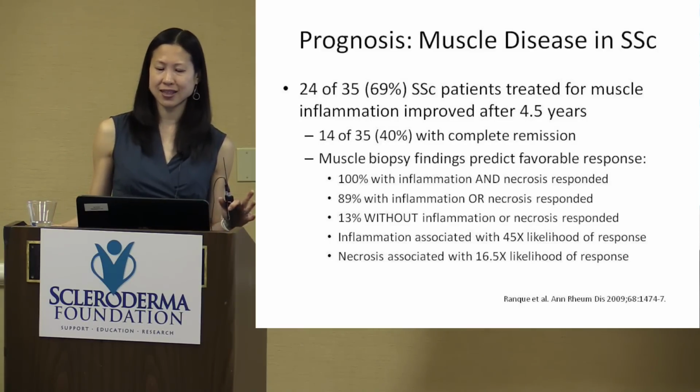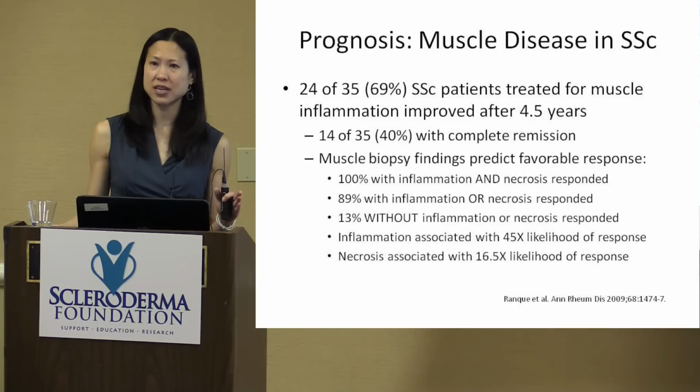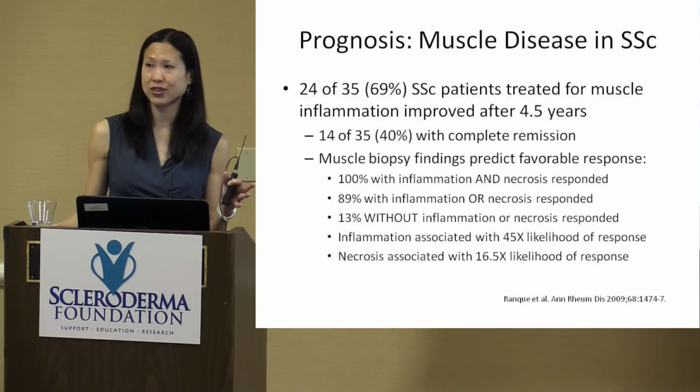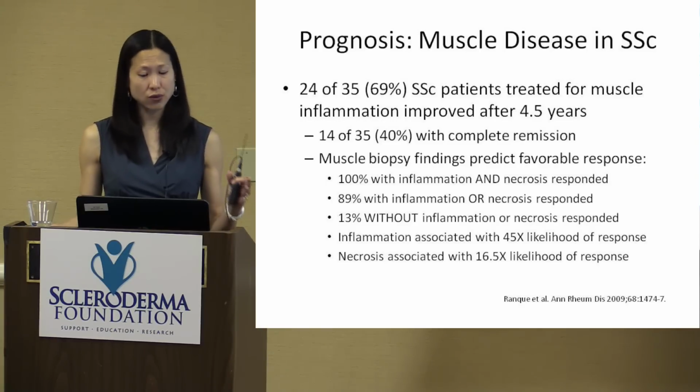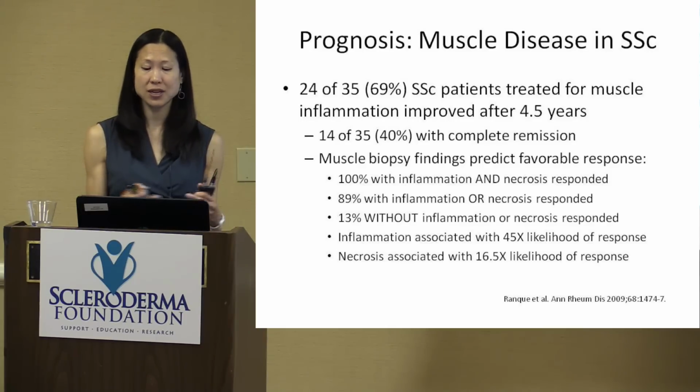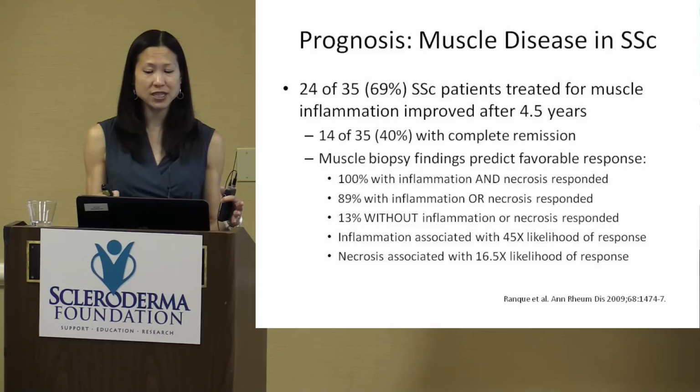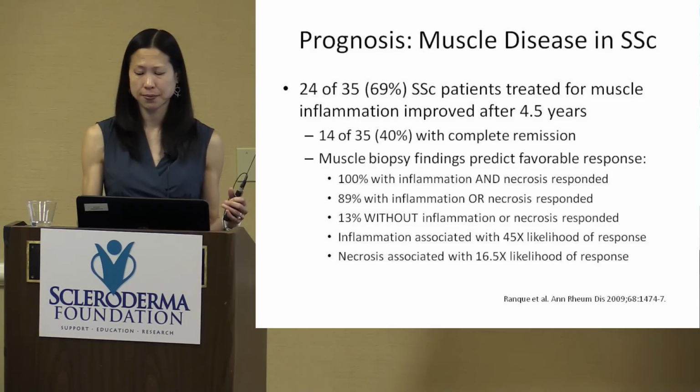So basically, the take-home message is if you have inflammation and necrosis on your muscle biopsy, you have a great chance of responding to therapy. If you have inflammation alone, you have a 45 times higher likelihood of responding to immunosuppression. Necrosis alone, you have a 16.5 times likelihood of responding. But the combination of the two really improves your chances of improving with immunosuppressive treatment. Whereas if you don't have inflammation or necrosis, only 13% of patients responded to immunosuppression.